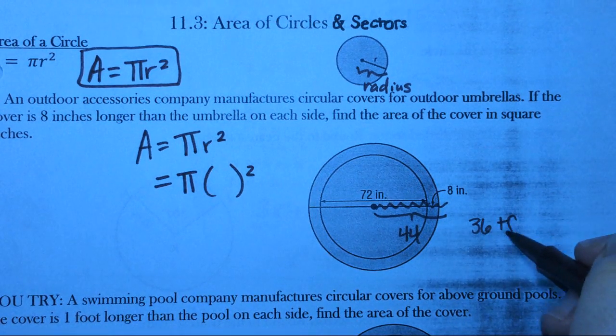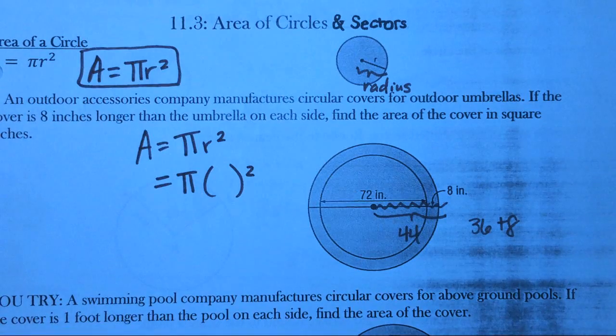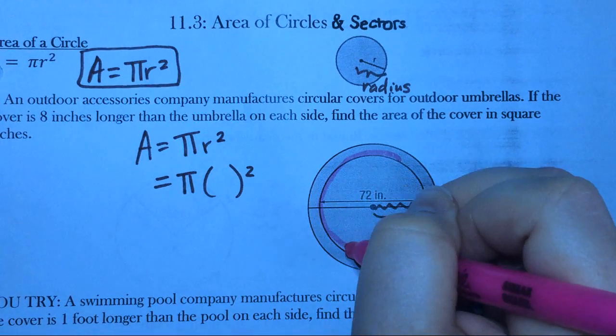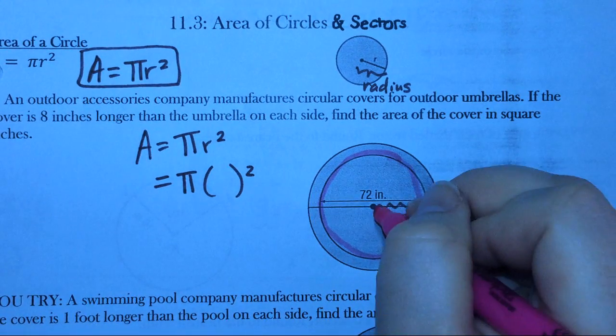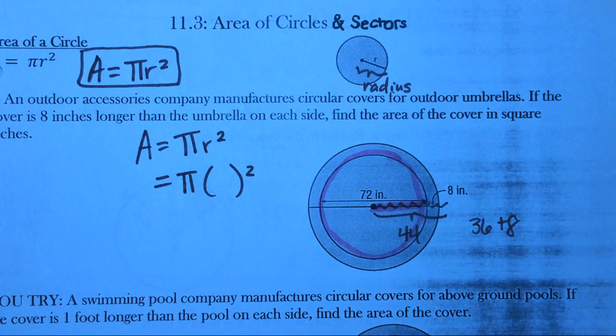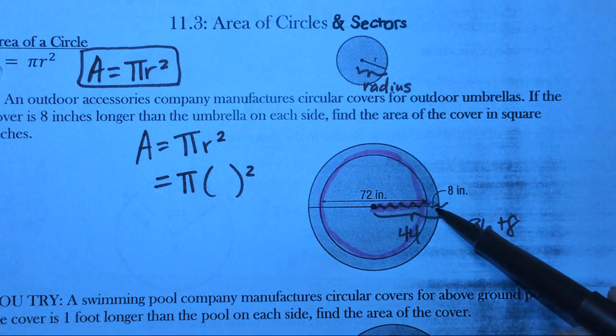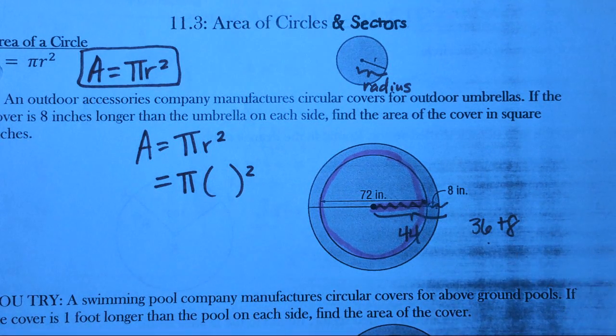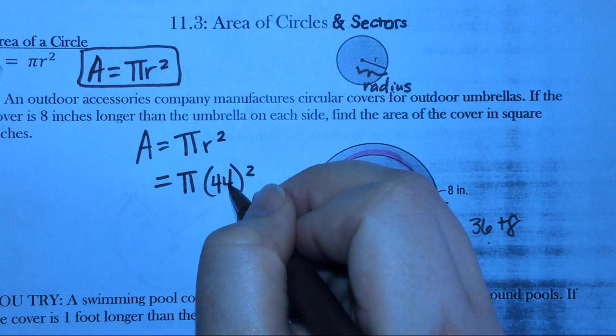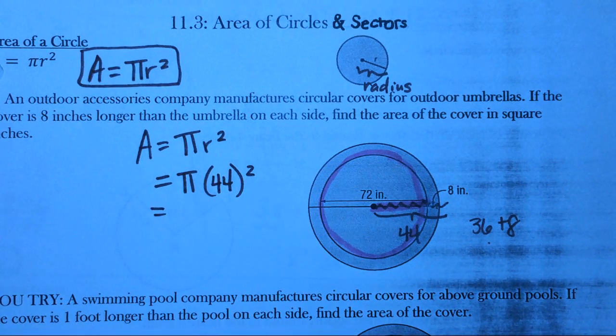Now, the reason you do 36 is because we're told with that smaller circle that the diameter is 72, which means the radius is 36. But we're told that this cover is 8 inches longer. So that's why we did 36 plus 8 and got 44. I plug in 44. What is 44 squared? Okay, 1936.